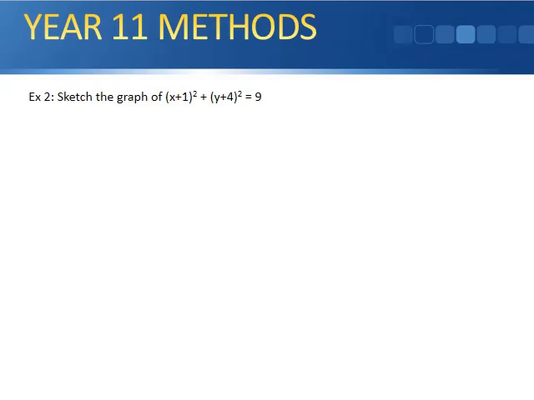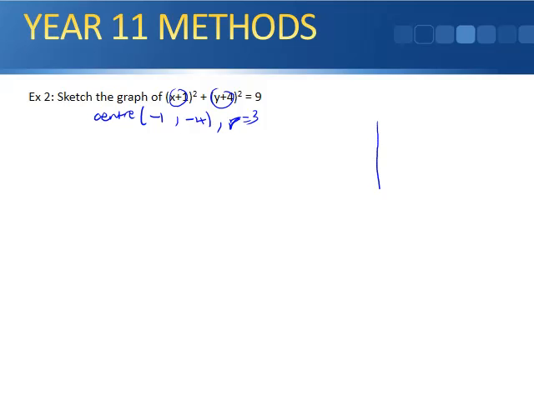Example 2 says sketch the graph of x plus 1 all squared plus y plus 4 all squared equals 9. So here the centre will be at -1, because when I put x plus 1 equal to 0, I get -1. When I put y plus 4 equal to 0, I get y equals -4. And the radius equals the square root of 9, which is 3.